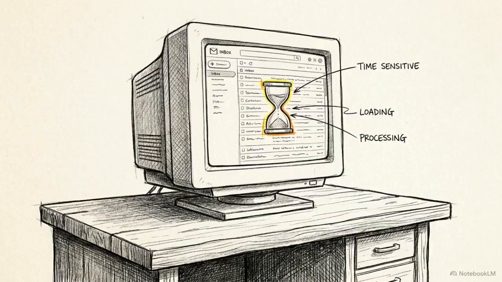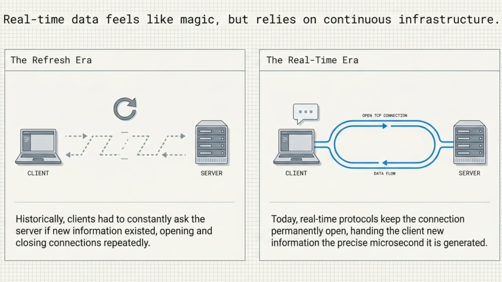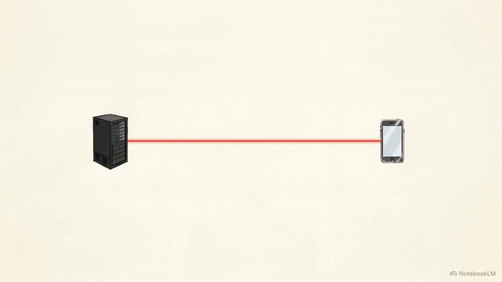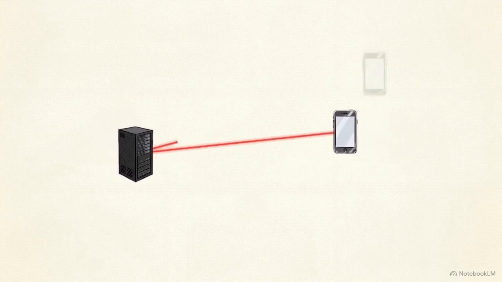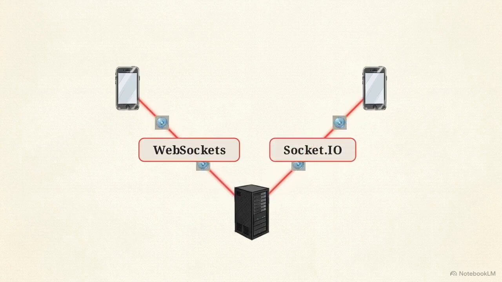In the early days of the internet, you had to constantly hit the refresh button to see if you had a new message. Today, the connection stays open, waiting to hand you new information the second it exists. To make that instant connection happen, developers generally rely on one of two technologies: WebSockets or Socket.io.